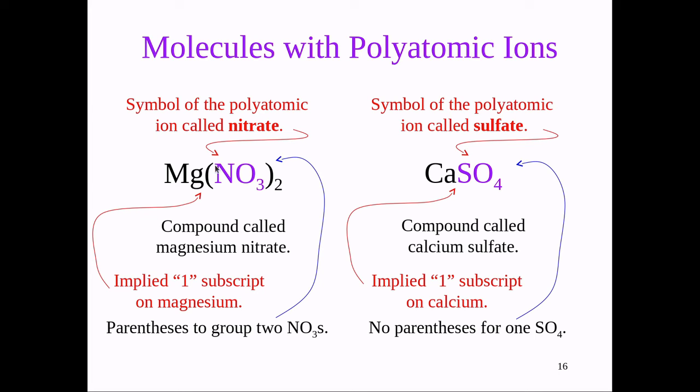Over here, though, we do have these parentheses, and what we're saying here is that basically we have two of these nitrate groups, okay? And we can't just simply put a 2 subscript because there's more than one symbol here. So you can kind of see why the parentheses are necessary if we're going to treat this like it's one unit.